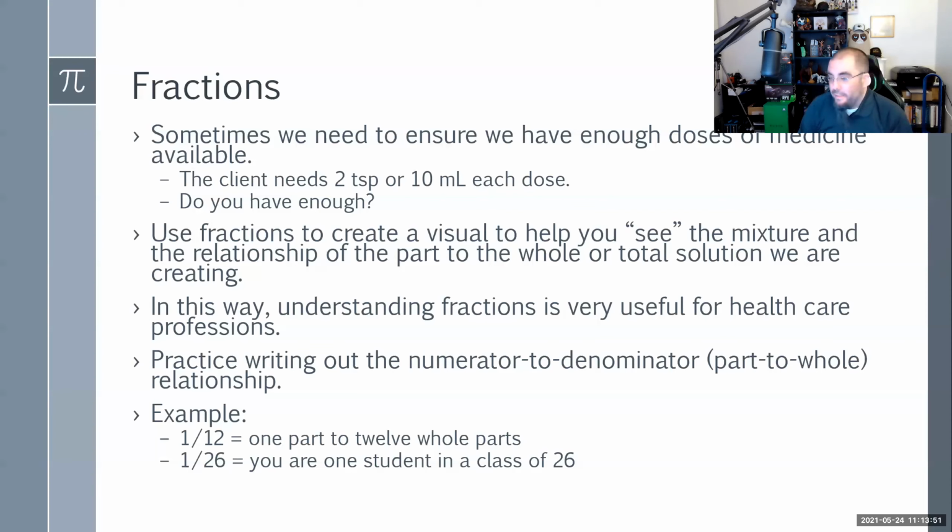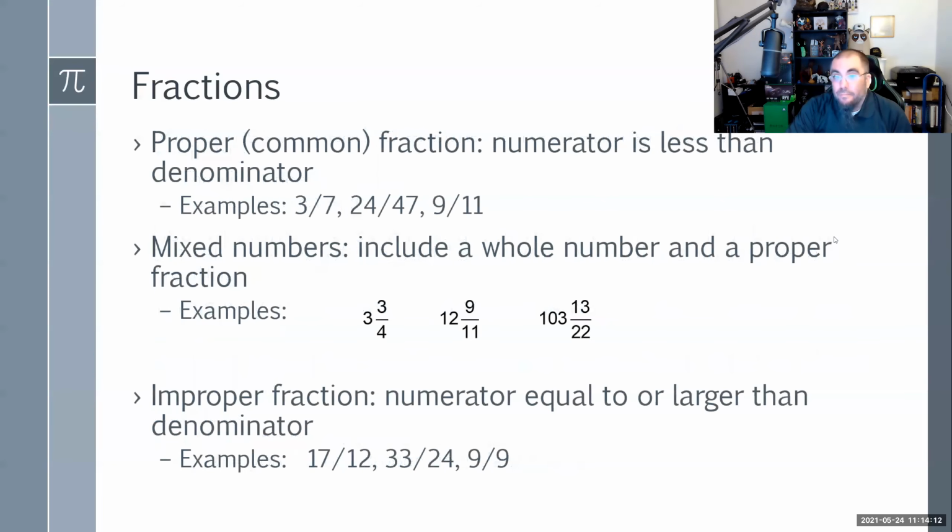In 1 out of 12, it's one part to every 12 whole parts, right? In this class, I think there are 26 students total once you guys are all together. Some of you have tested out of math or passed your math out. You'd be one student in a class of 26, right? What's funny is we can use these to relate back to not only statistics, but also to ratios and proportions, which we'll talk about later next week.